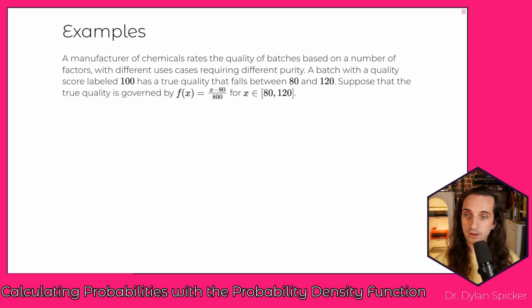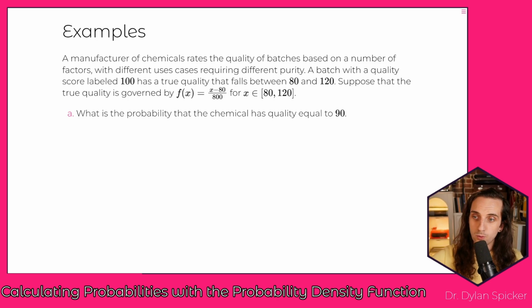So in this first example, we have a manufacturer who's manufacturing chemicals that can be of different qualities. And the quality is going to end up being a number that is sort of centered on 100, but falls anywhere between 80 and 120, where higher qualities are presumably preferable. The true quality is going to be governed by this probability density function here. So we have f of x is (x minus 80) divided by 800. And again, x can take on any value between 80 and 120. And so in other words, the density is 0 outside of those locations.